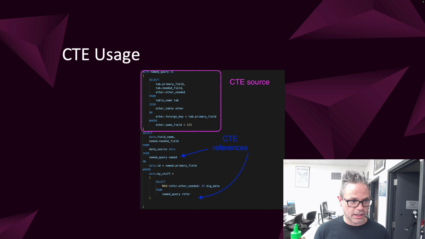And then in the rest of my query, I have SELECT data.field_name, named.needed_field FROM data_source data JOIN named_query named. And so there's my reference to my CTE, or common table expression, ON data.ID = named.primary_field. So again, that's referencing it as well.